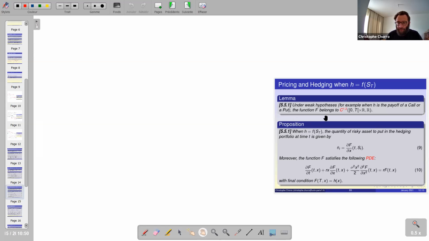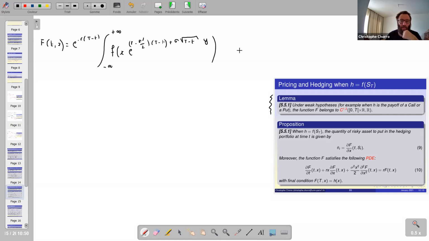So I am interested in capital F in this lemma, and I remind you that capital F of t, x, I will copy it again, is exponential of minus r (capital T minus t), integral from minus infinity to plus infinity of f of x exponential of (r minus sigma square over 2)(capital T minus t) plus sigma square root of (capital T minus t) y, multiplied by the density of the N(0,1).